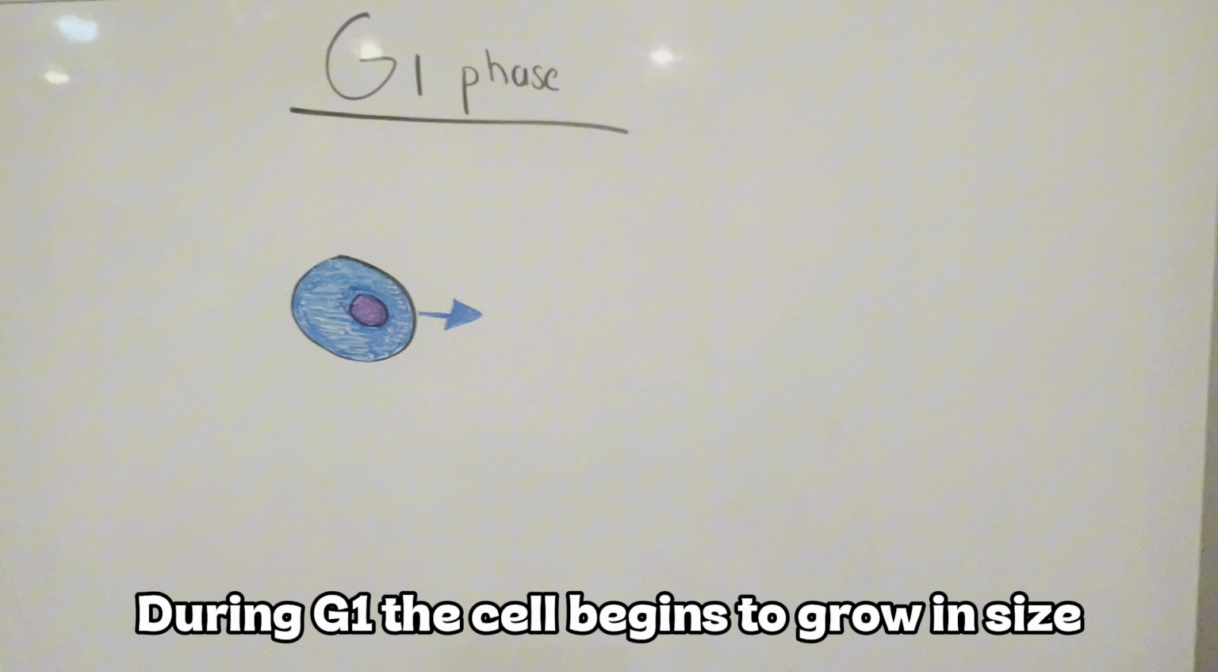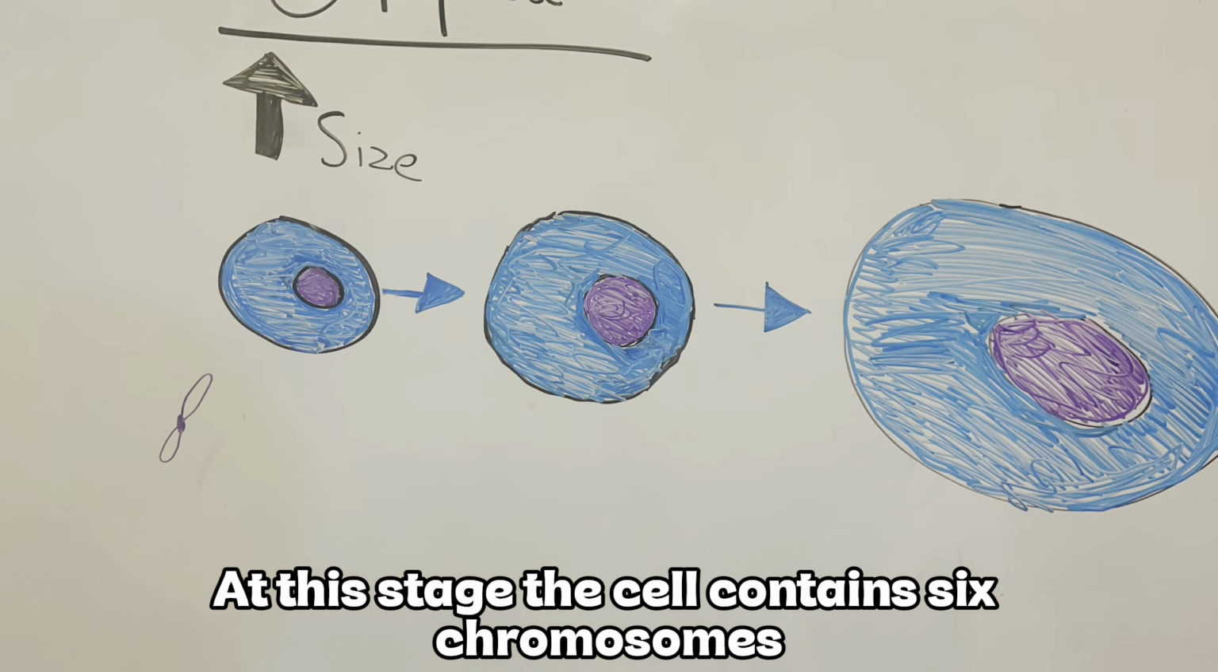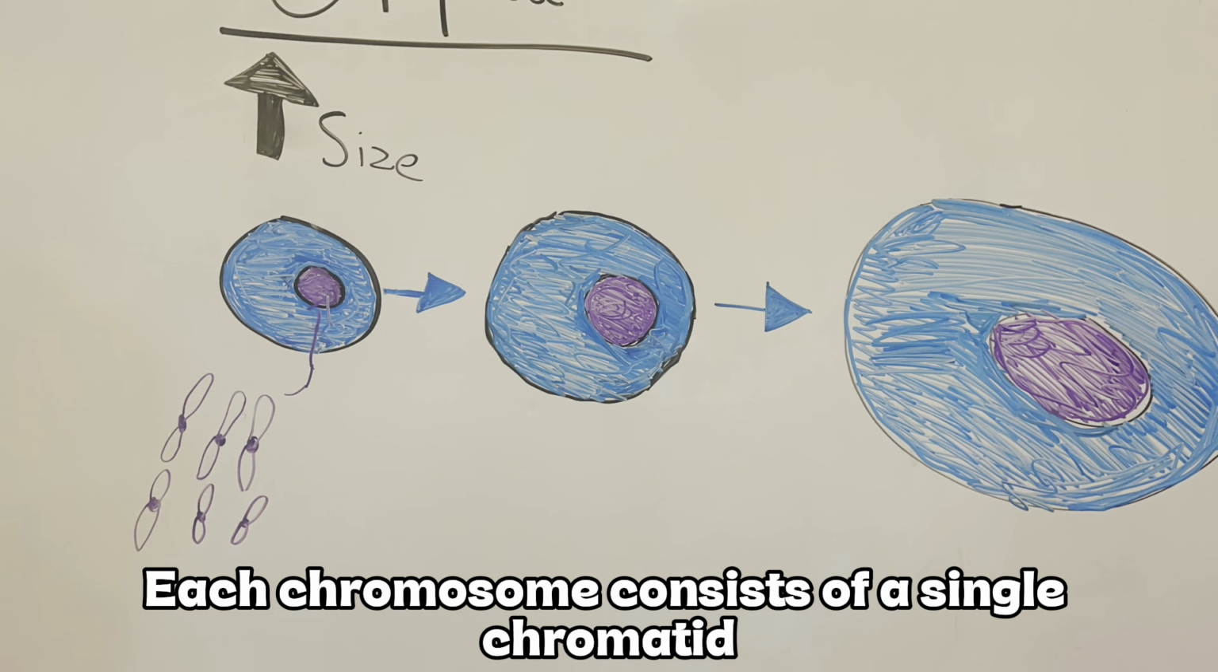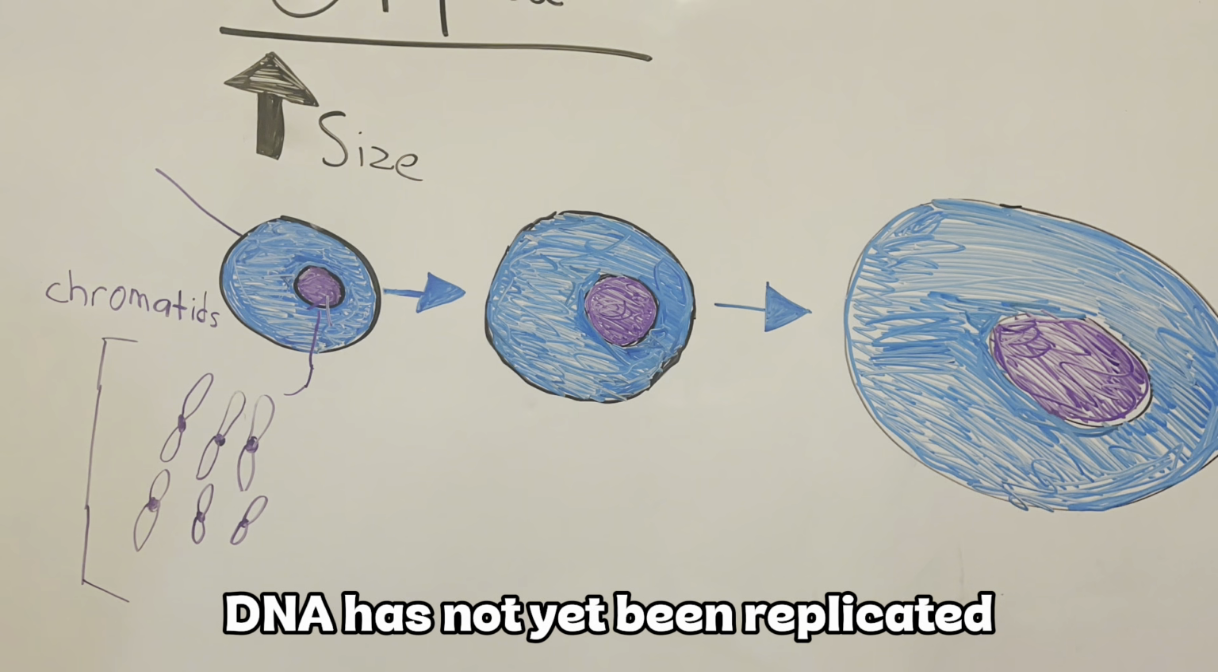During G1, the cell begins to grow in size. At this stage, the cell contains 6 chromosomes. Each chromosome consists of a single chromatid because DNA has not yet been replicated.